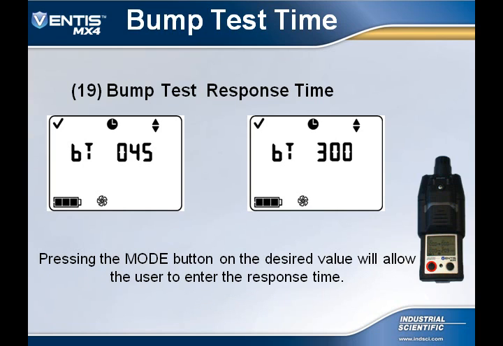What these settings are doing is, during a menu-driven bump test, the instrument is looking for 50% of the calibration gas within 45 seconds. And if the instrument does not see the gas within 45 seconds, then the instrument will fail the bump test.